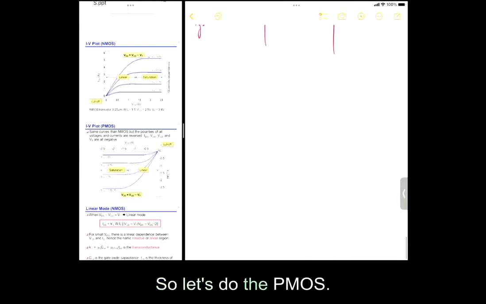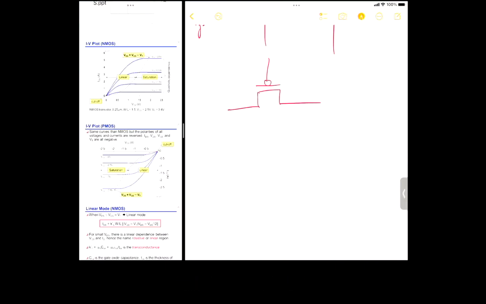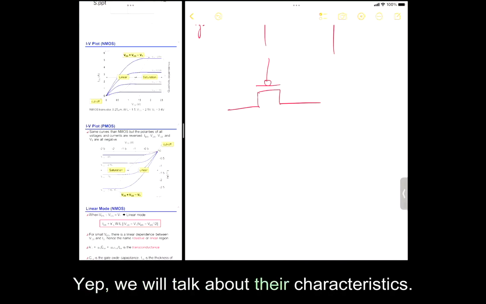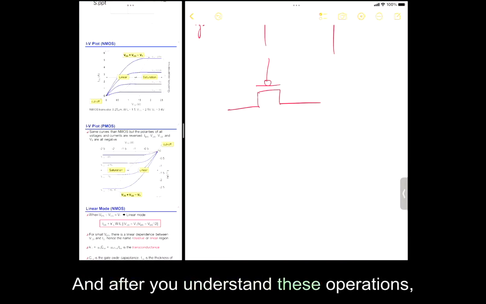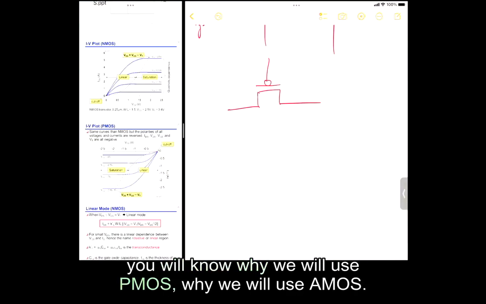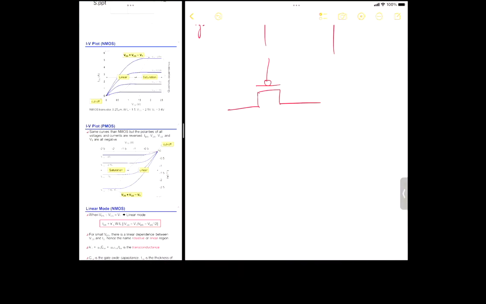So let's do the PMOS. You usually use both. We will talk about their characteristics, but before that, let's look at the operation. After you understand these operations, you will know why we use PMOS and why we use NMOS. This is the symbol for PMOS. What's the difference between a PMOS and an NMOS? Just the symbol itself.